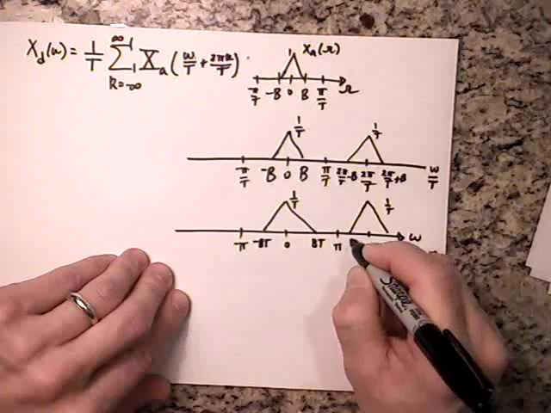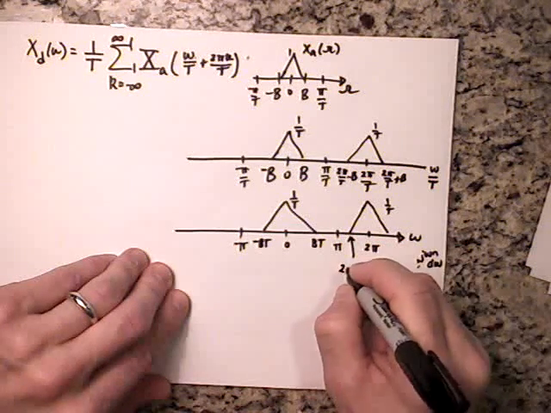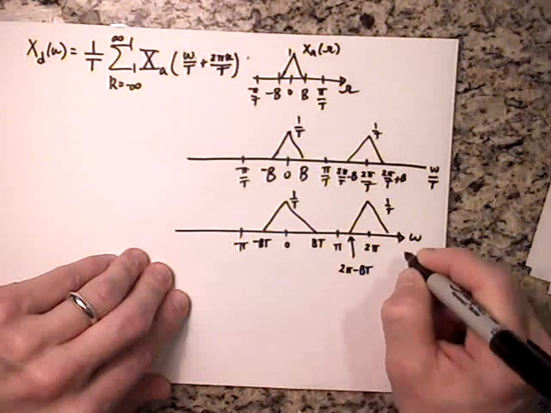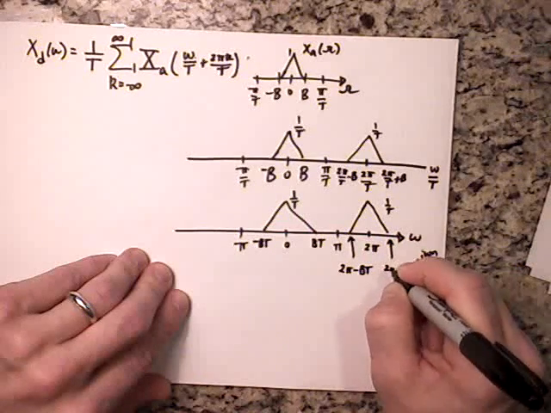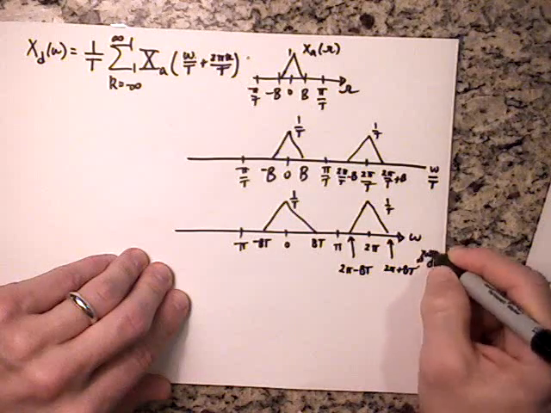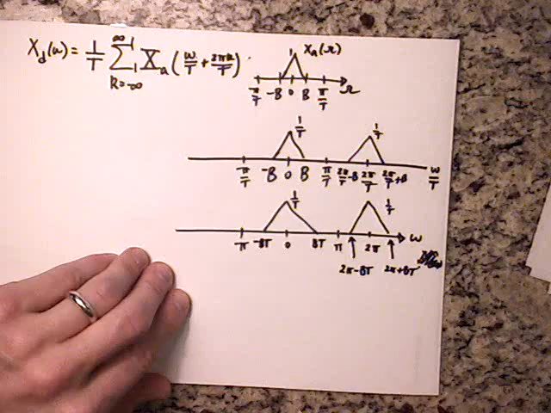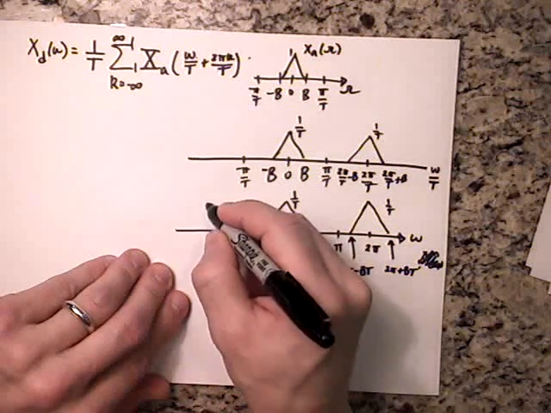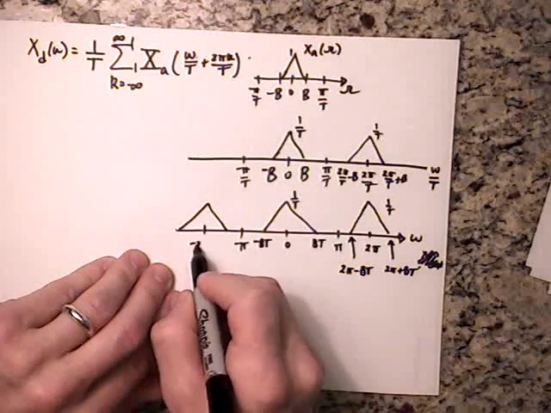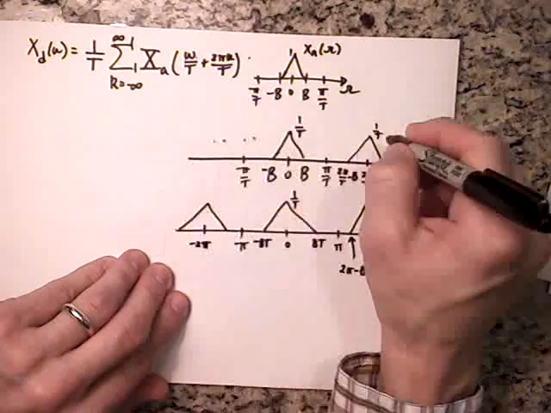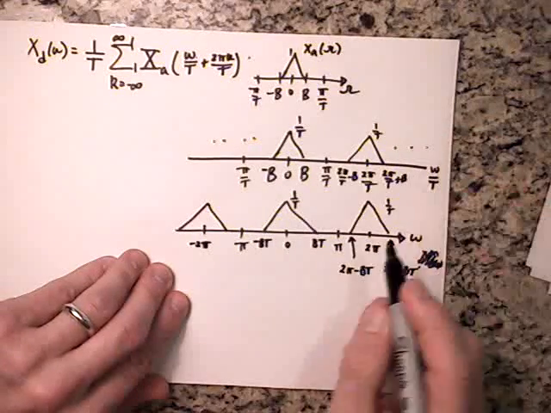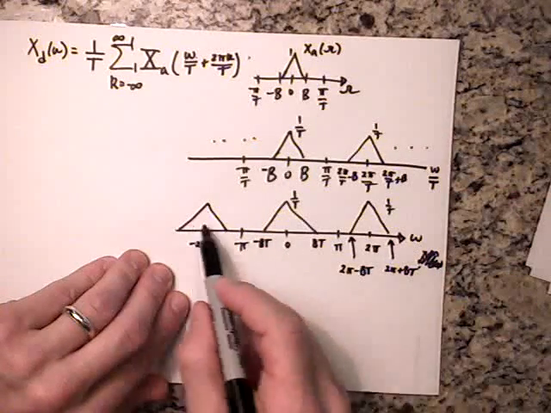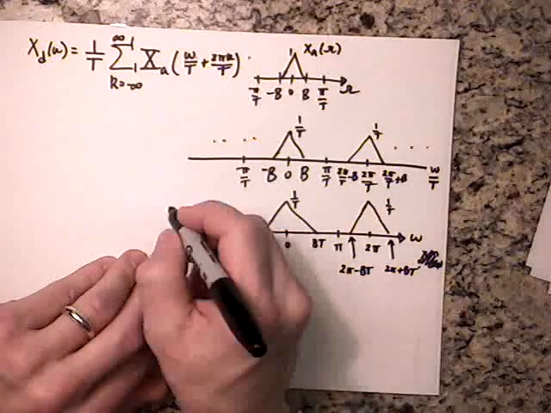This appears at 2 pi. This frequency is 2 pi minus b times t, and this is 2 pi plus b times t. That's our leftover from before. And I also have a copy sitting at minus 2 pi. This is periodic with period 2 pi over t in the omega over t space. And in omega, it's periodic with period 2 pi.